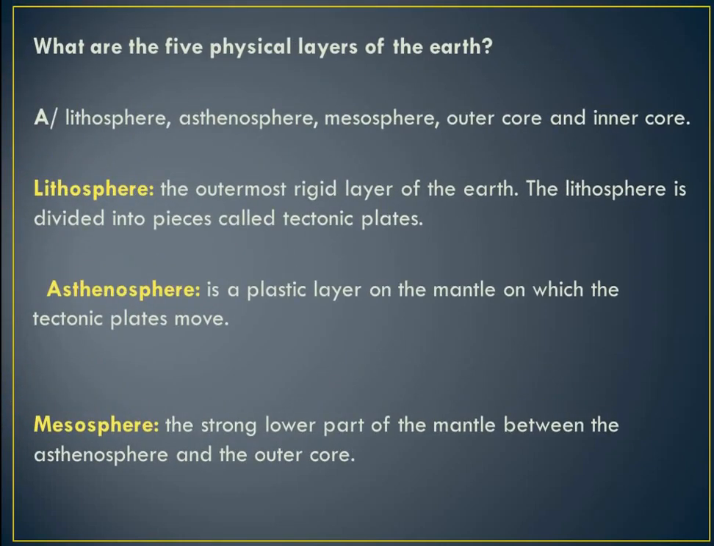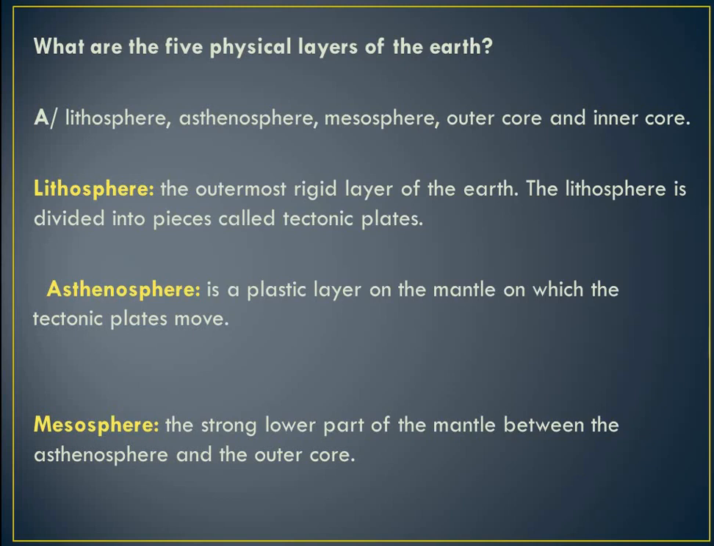Let's see, we have a question here. What are the 5 physical layers of the Earth? The answer: lithosphere, asthenosphere, mesosphere, outer core, and inner core. Let's see what's the first one. Lithosphere, the outermost rigid layer of the Earth.